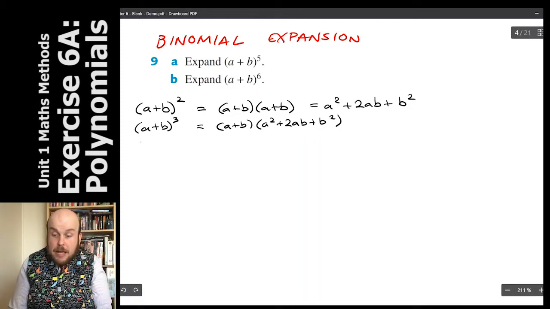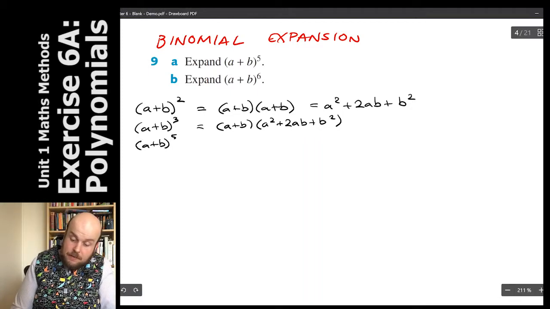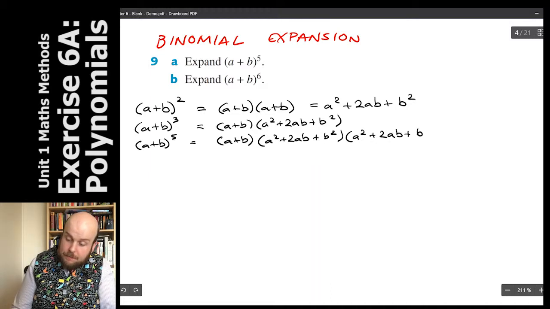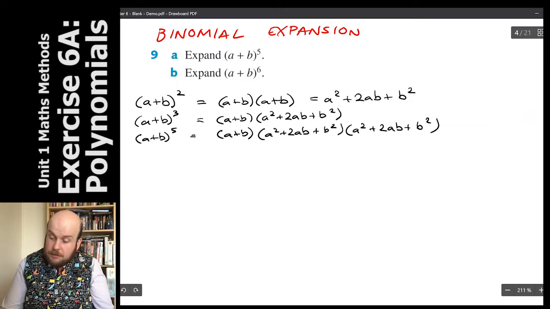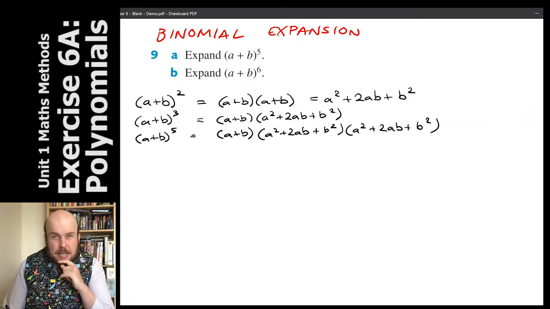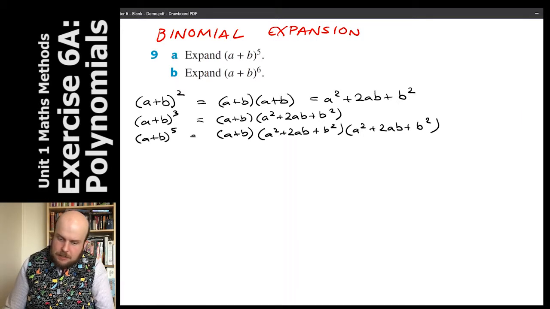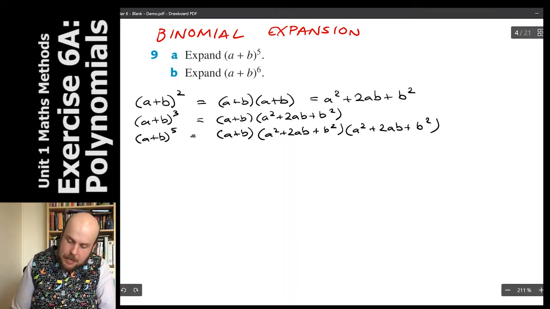So using that pattern and logic, I know that if I had (a + b) to the power of 5, that's going to be (a + b), and then I'll chuck one of these in here, and I'll throw in another one, because that's squared plus a cube and another squared, or times. So that already seems like a lot of work. I hope there's an easier and quicker way to do this. So let's start by at least expanding this out.